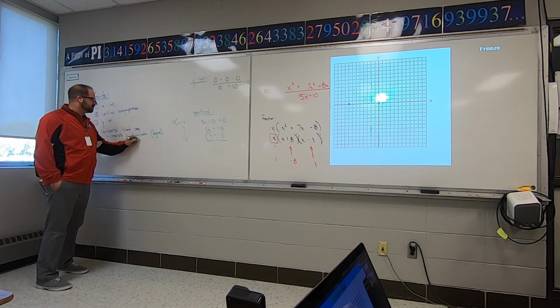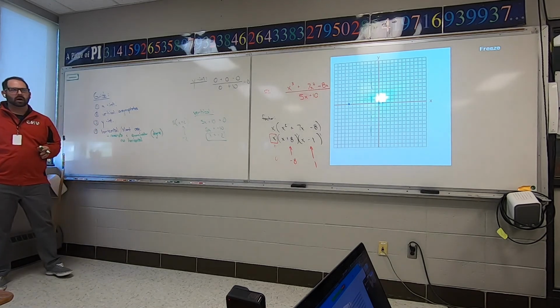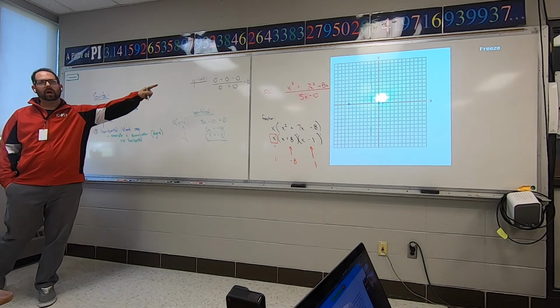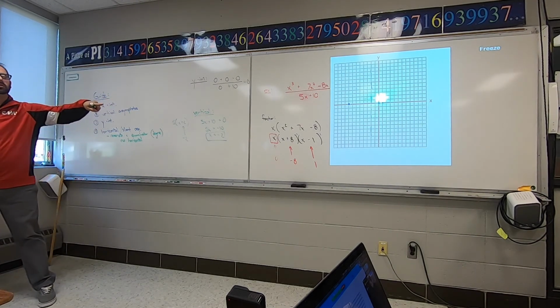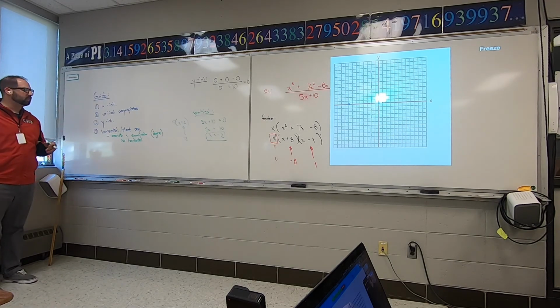Okay. So in this case, there is no horizontal to this problem because if you look, my numerator is bigger than the denominator in terms of power. So this one's automatically no horizontal.